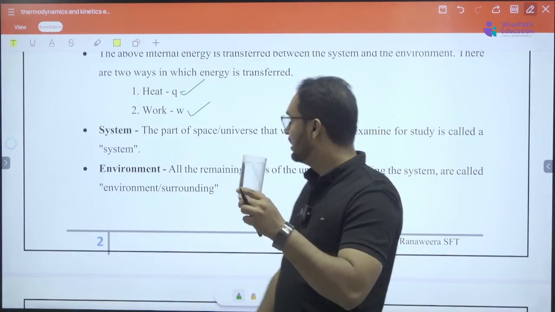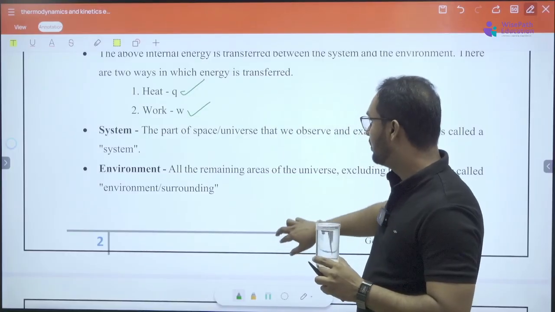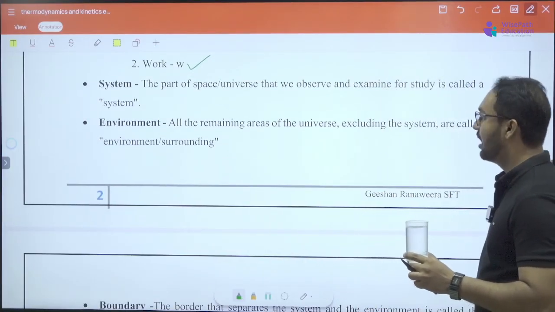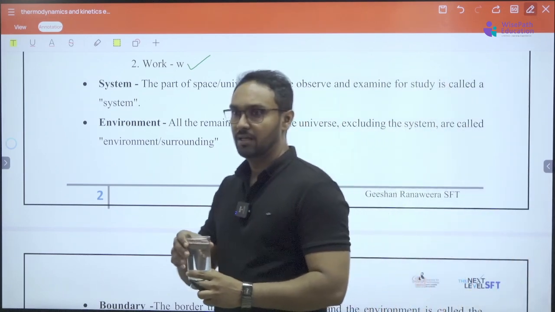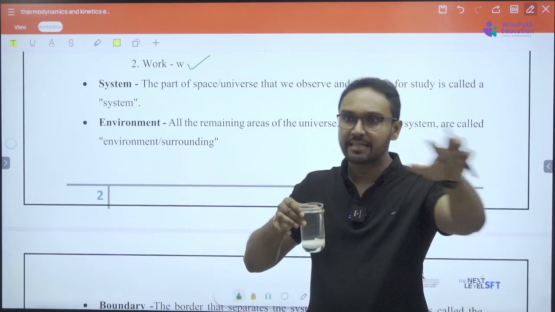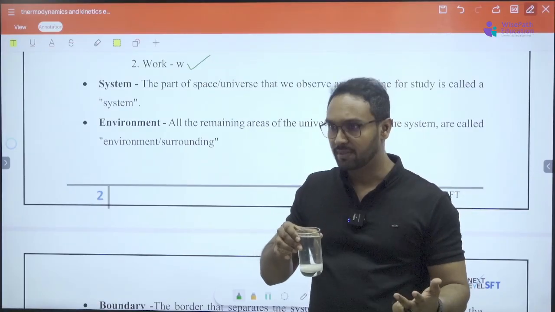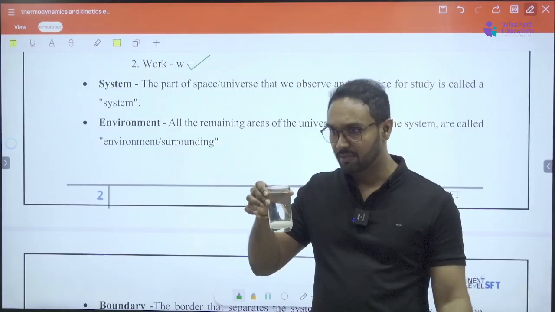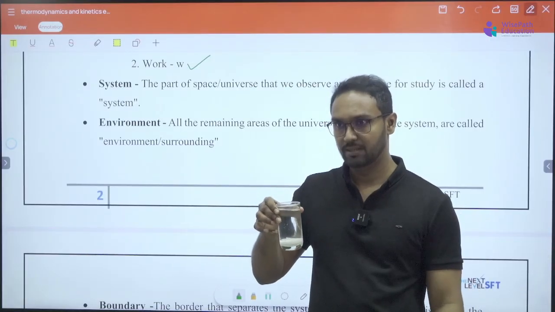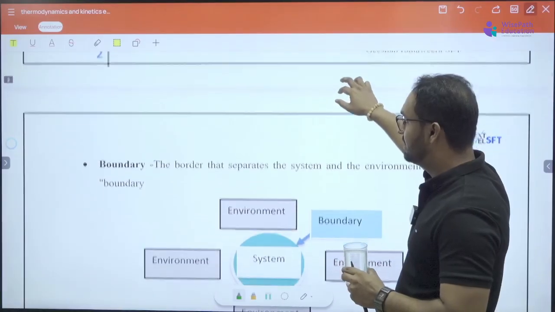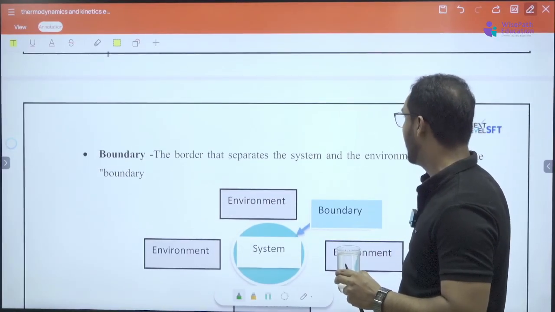Now the environment: all the remaining areas of the universe excluding the system are called the environment. So except for the system, everything else is the environment. Yourself, compared to the glucose water, is environment. Everything is environment. And the boundary is the border that separates the system and the environment.